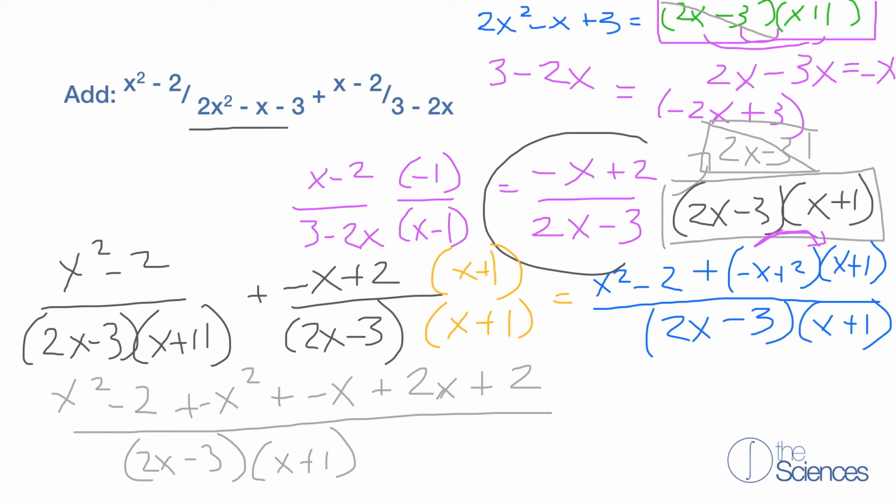Now we're going to cancel out our common terms. Here we have x squared minus x squared. So that cancels out. So now what we have is negative x plus 2x, which is just x. And we have negative 2 plus 2, which is 0. So we can cancel these out. Over our least common denominator of 2x minus 3 times x plus 1, that's our answer.